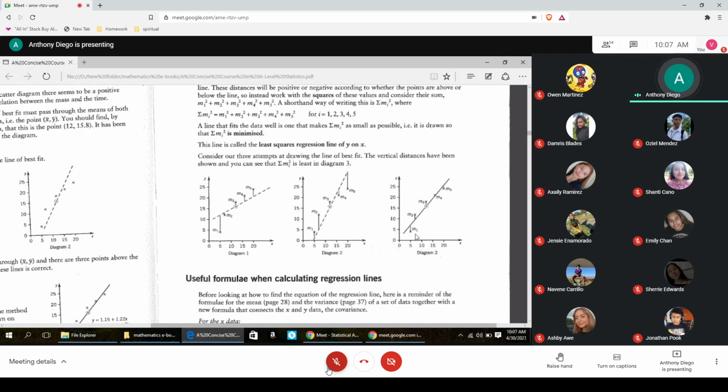If they would have given you a couple of diagrams and asked you which would have been the line that shows the best regression line, or which would have been much more accurate, you need to look at the vertical distance away, and the one that has the least from the point below will be the one that you will take. Now it says here useful formulas when calculating the regression line.